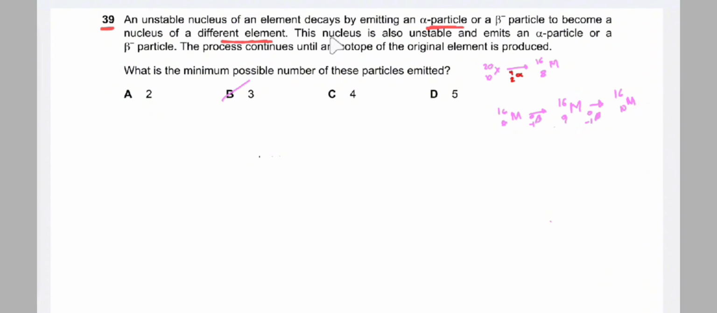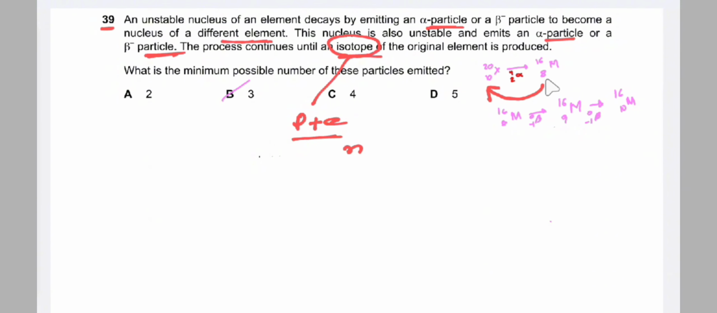This forms a nucleus of a different element, and this nucleus is unstable and emits an alpha or a beta particle. The process continues until an isotope of the original element is found. We know that isotopes are atoms of the same element with the same number of protons and electrons but a different number of neutrons. Since an isotope is formed, the proton number has to return to 10.